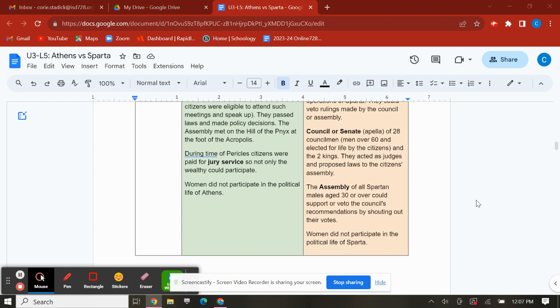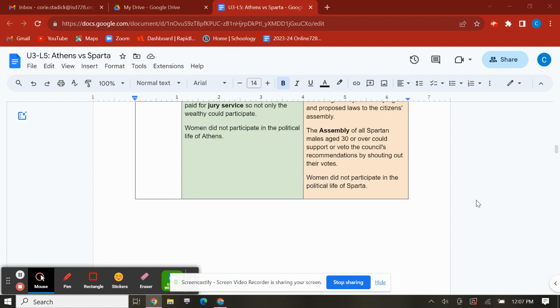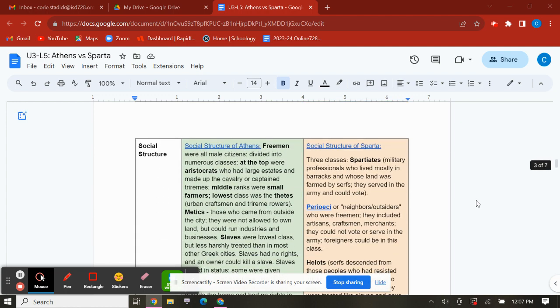Council or senate, the gerousia, of 28 councilmen, men over 60, elected for life by the citizens, and the 2 kings. They acted as judges and proposed laws to the citizens' assembly. The assembly of all Spartan males aged 30 or over could support or veto the council recommendations by shouting out their votes. Women did not participate in the political life of Sparta.